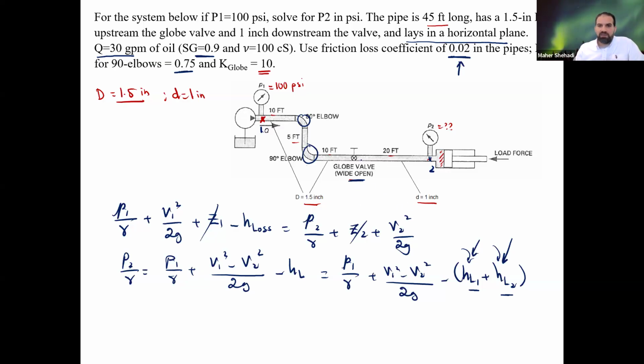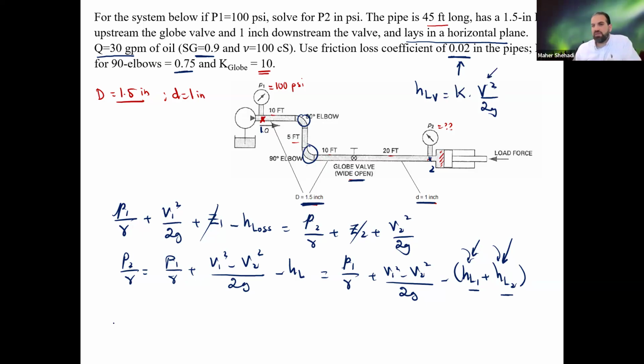We did discuss that, but the head loss in valves or in fittings in general is the K value times V squared over 2g. Now, those two elbows are before and after the elbow in the 1.5 inch, so they have to be in the first one. Now, the globe valve is in between the 1.5 inch and the 1 inch. So which velocity should I use? Should I use V1 or V2?